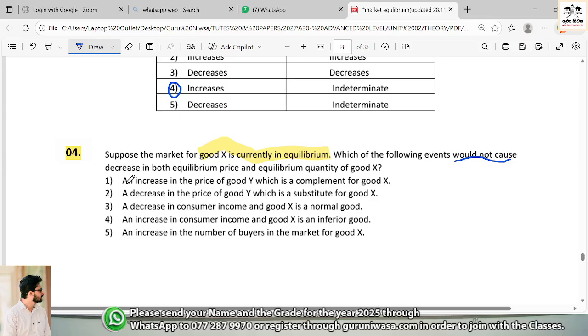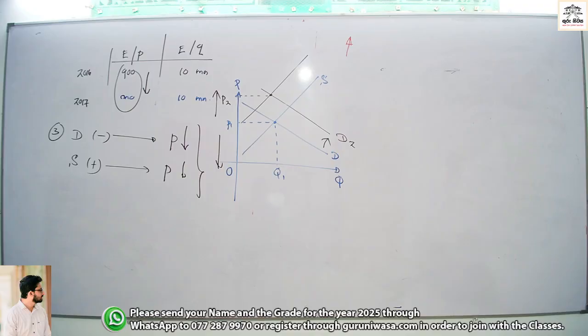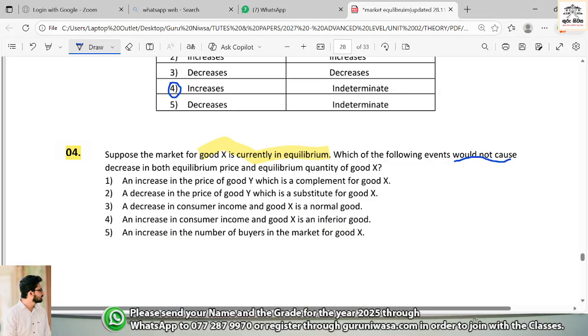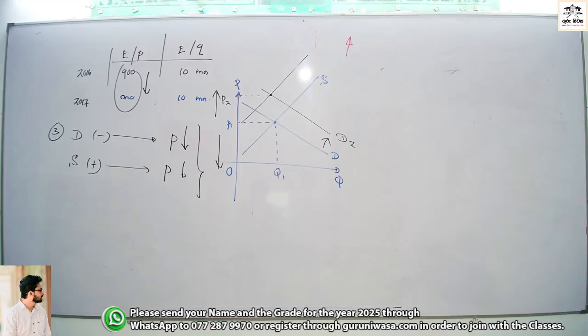Sanuli, what is the answer for question number 4? Kalan? Still doing, sir. Ipna? Still doing so.